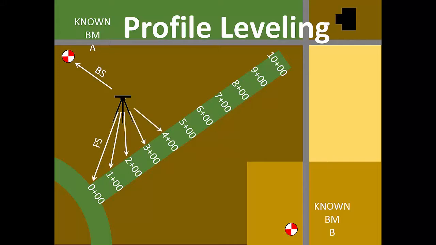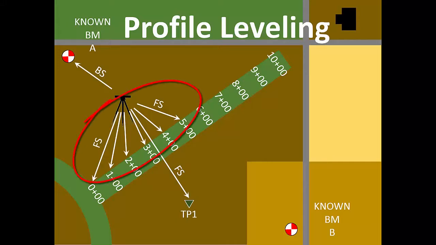station marks. When distance or obstacles prevent us from taking more readings, then we'll establish a turning point and measure a foresight there. Remember that in benchmark leveling, for every instrument setup, there is one backsight reading and one foresight reading. However, in profile leveling, for every instrument setup, there is still only one backsight reading, but there can be several foresight readings as you see here. This is the primary difference between benchmark leveling and profile leveling.